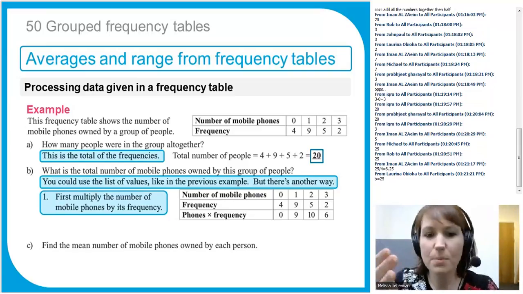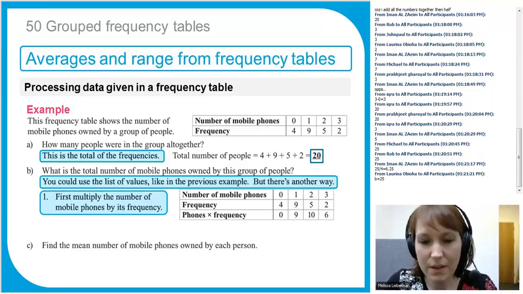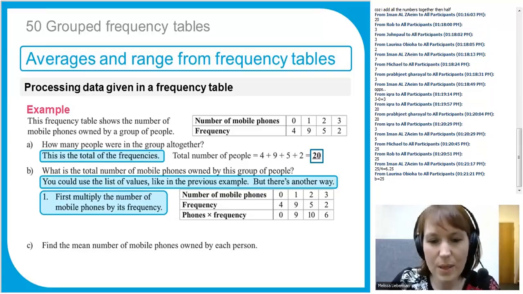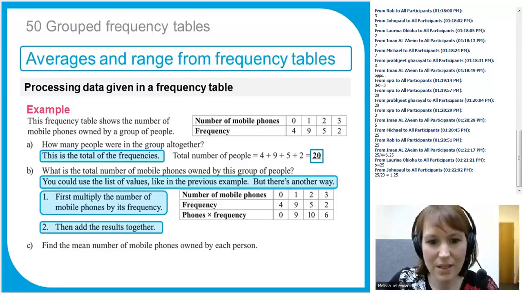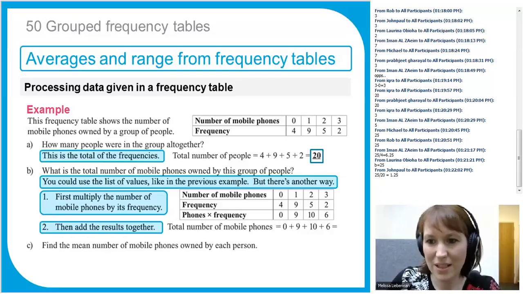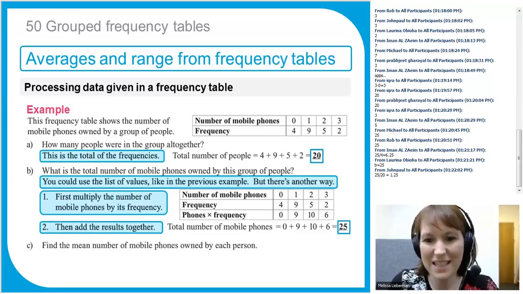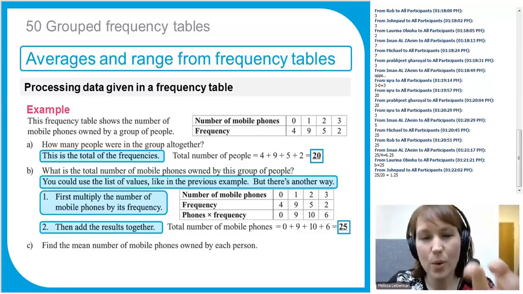And we multiply the number of phones by the frequency. We can then work out the total number of phones, and that will then allow us to work out the mean number of phones. So if we add these up, 9 plus 10 plus 6, that will tell us the total number of phones. So 0 plus 9 plus 6, very good. And John Paul, you've gone one step further, fantastic. 25. So 20 people altogether, they own 25 phones.